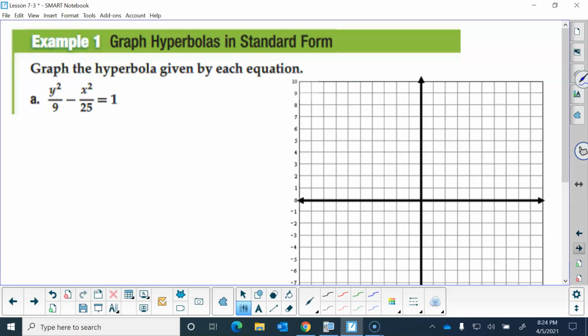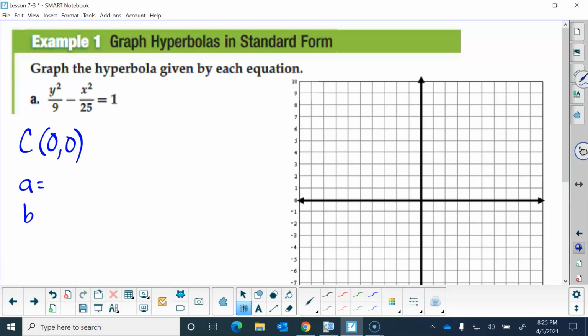So let's do some graphing. Example 1 says to graph the hyperbola. So the first thing we're going to do is determine the center. And hopefully you can tell that the center is at 0, 0, because there's no h and k value grouped with your x and your y, so that makes it pretty easy to identify the center to be 0, 0.